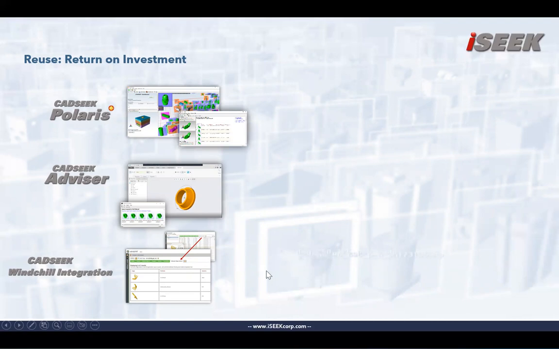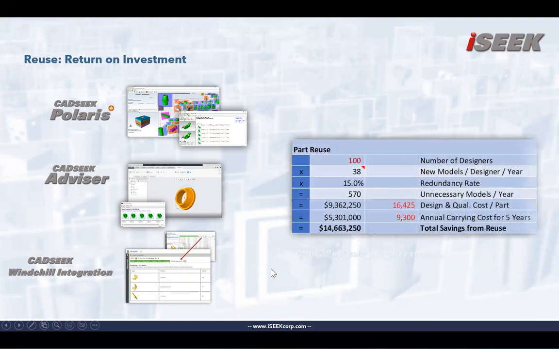Again, the return on investment for reuse is quite high. Here's an example of a firm with 100 designers producing roughly 1 design per week. A 15% redundancy rate could lead to the potential savings of $15 million over a 5-year period.